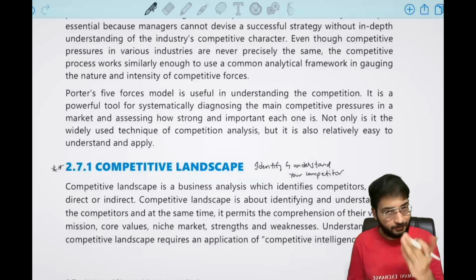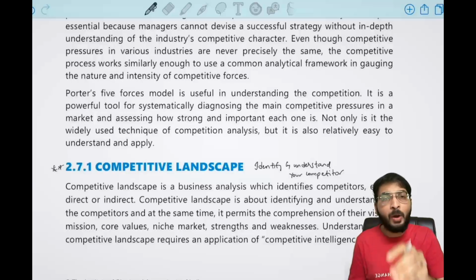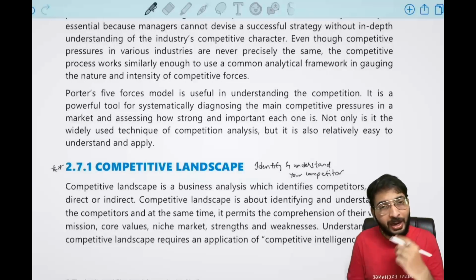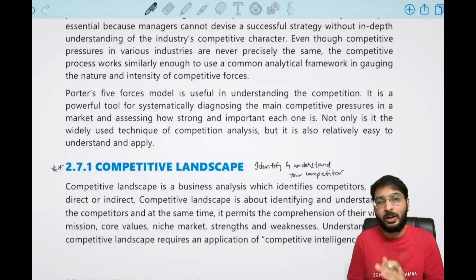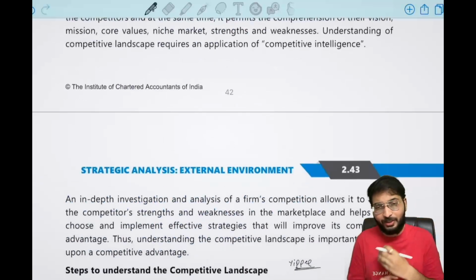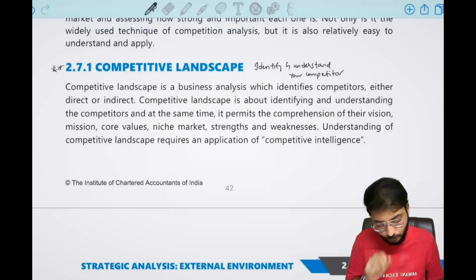Why? We will study that particular thing in the competitive landscape. First, you need to identify who your competitors are, and then you understand who your competitors are. That is called the competitive landscape. What is competitive landscape? Identify your competitor and understand your competitor. What is their strength, weakness, all this.